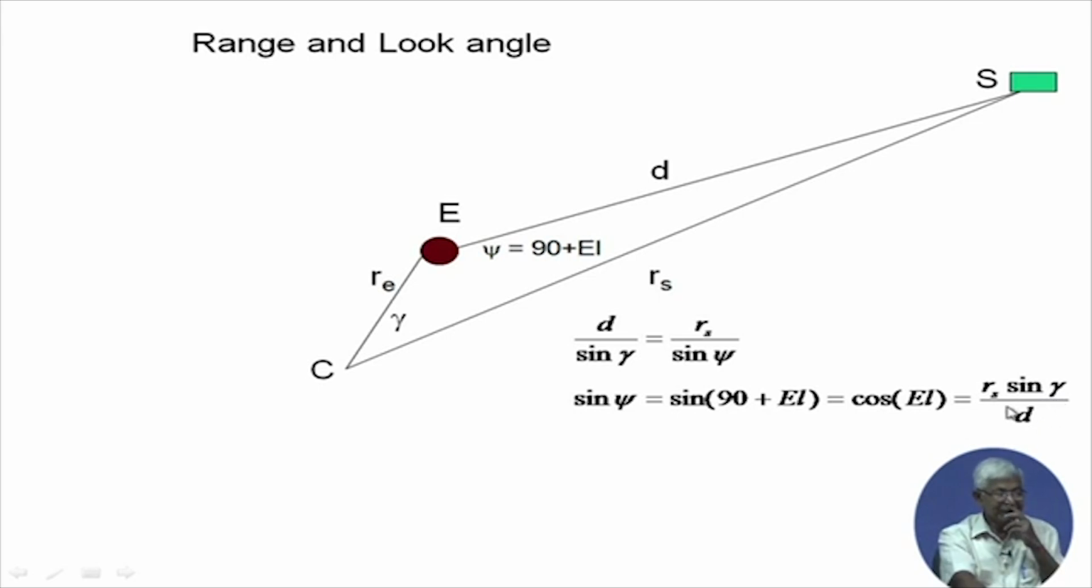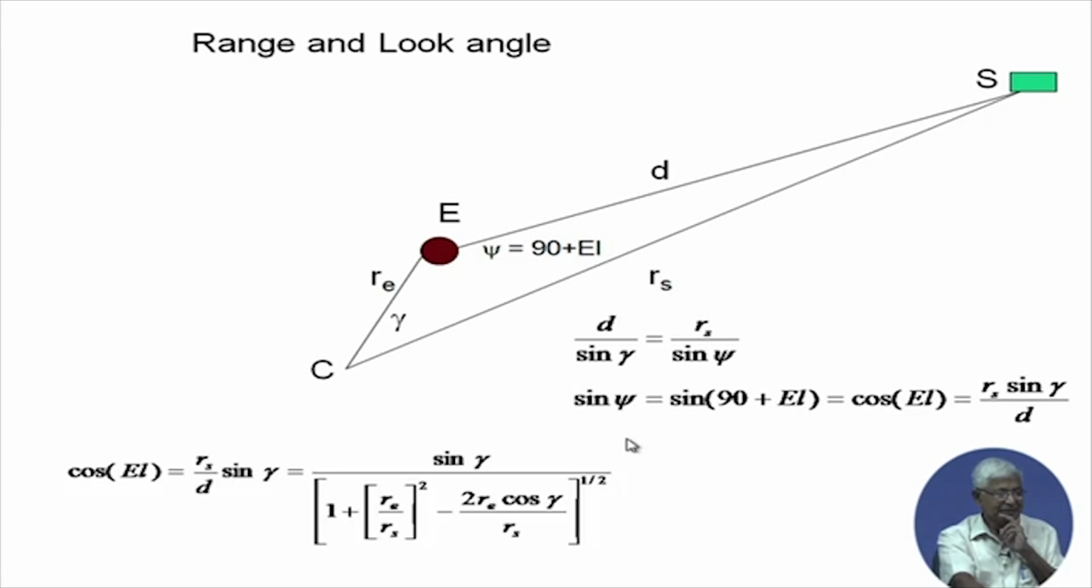Now, here we can replace d by r e and r s and gamma. So, cos elevation is r s by d times sine gamma, and if you remember, in the last expression we have taken r s outside. So, that r s and the numerator r s get cancelled. Therefore, the expression becomes sine gamma by the square root of 1 plus r e by r s squared minus 2 r e cos gamma by r s.